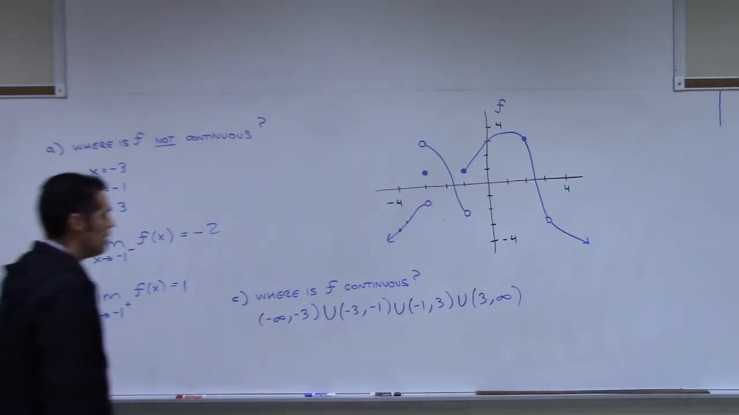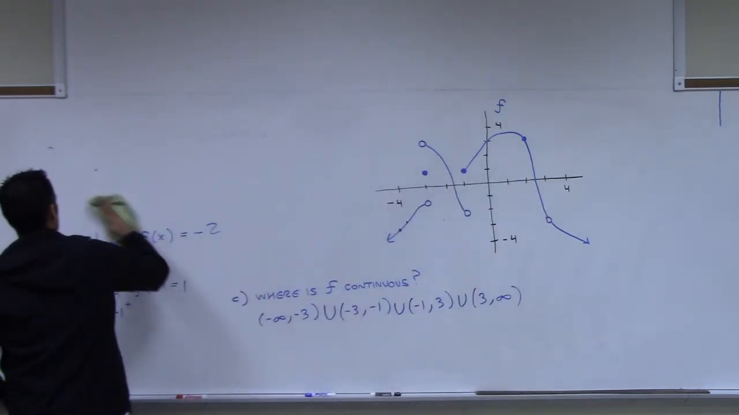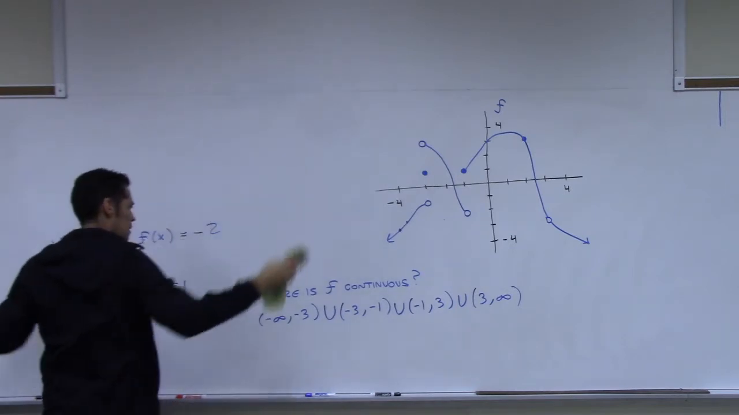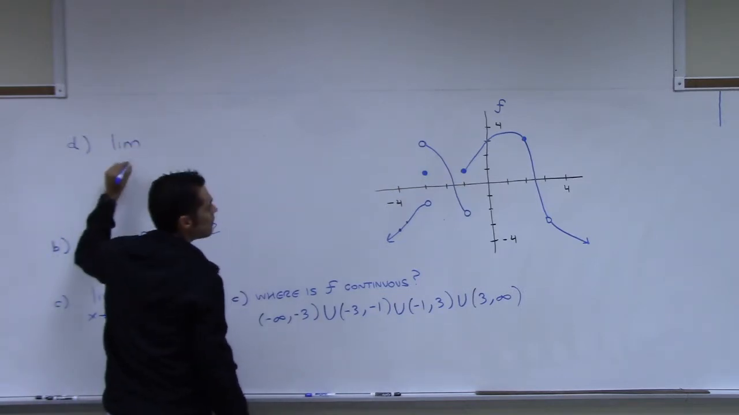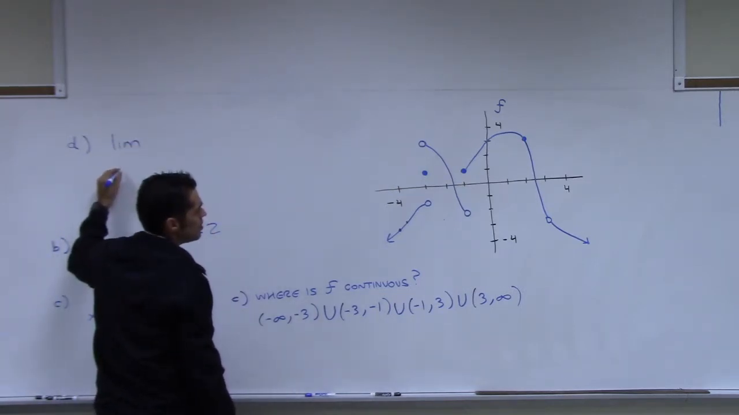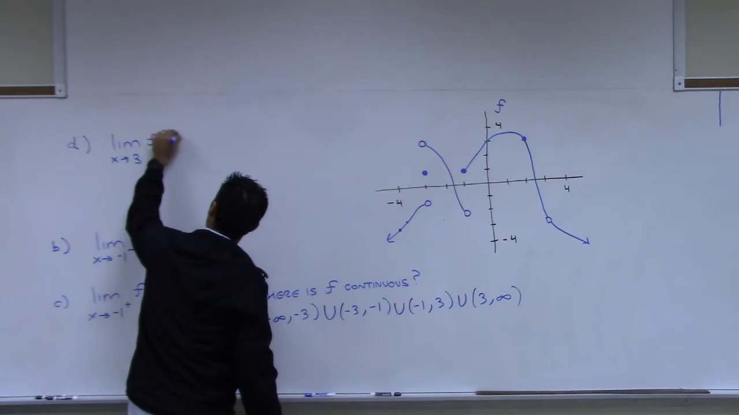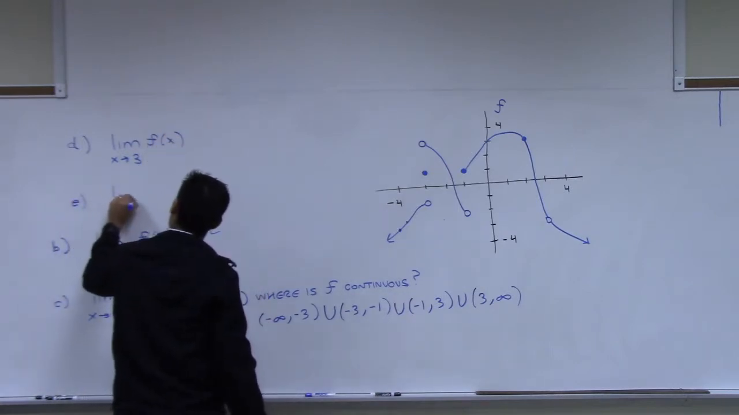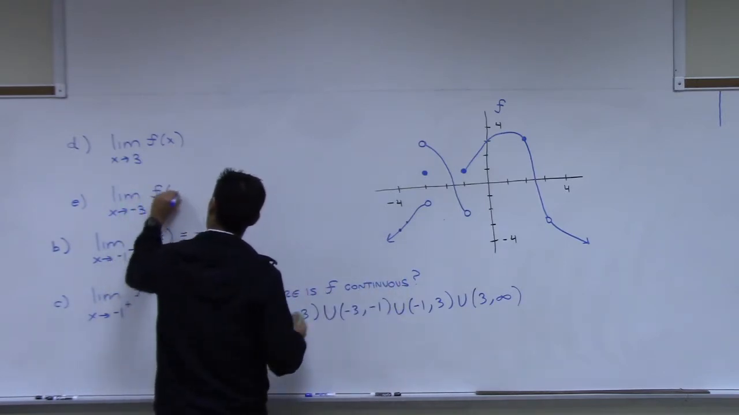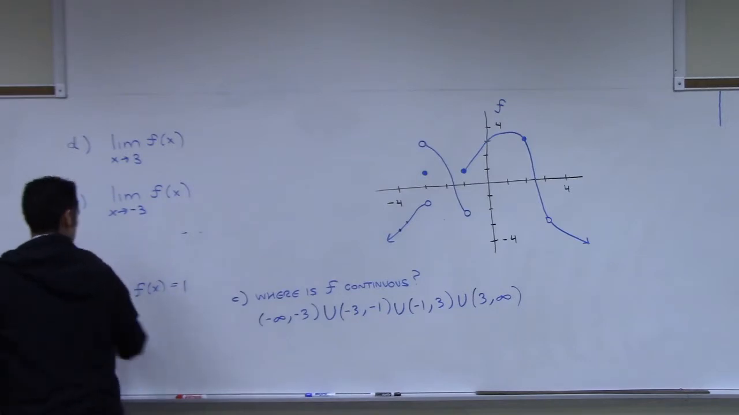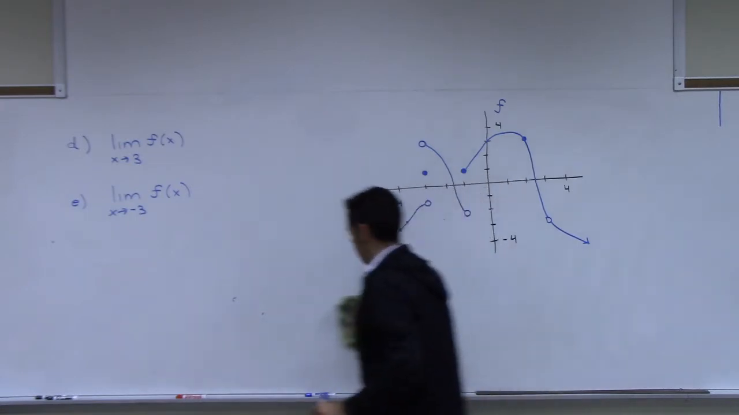All right, we're going to do just off this. This is still kind of a review of stuff we've already done, but I just want to make sure everyone's up to speed here. Part D: what is the limit as x approaches 3 of the function? And then E, what is the limit as x approaches -3 of the function? So the next person is going to get both of these, and then we'll be done with this and we'll move on.